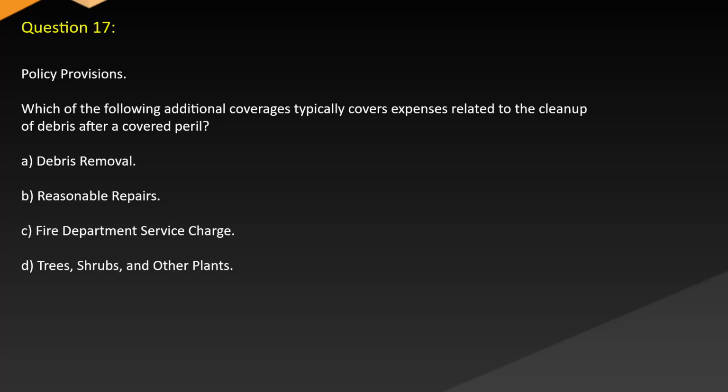Question 17. Policy provisions. Which of the following additional coverages typically covers expenses related to the cleanup of debris after a covered peril? A. Debris removal. B. Reasonable repairs. C. Fire department service charge. D. Trees, shrubs, and other plants.